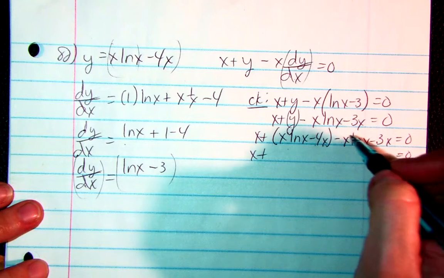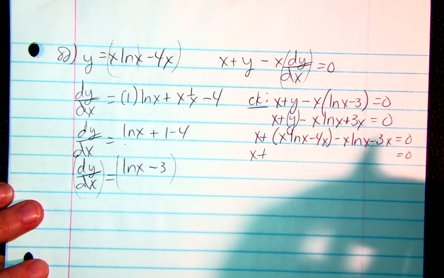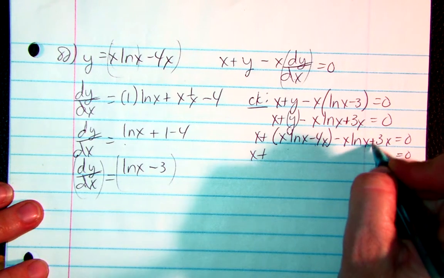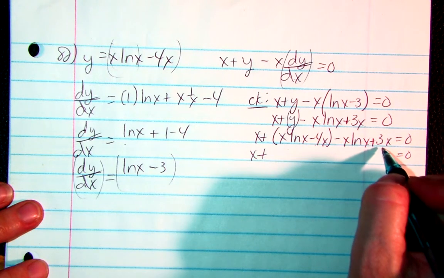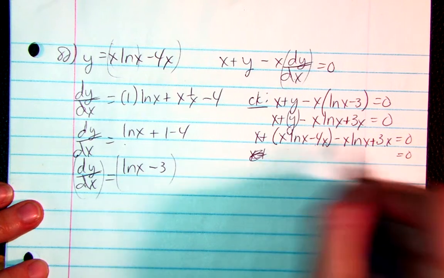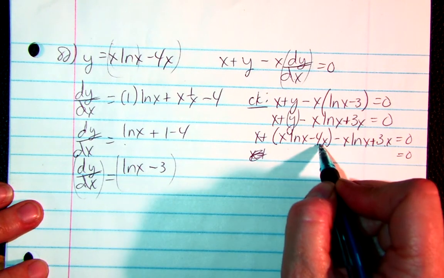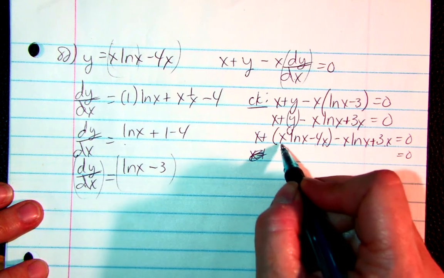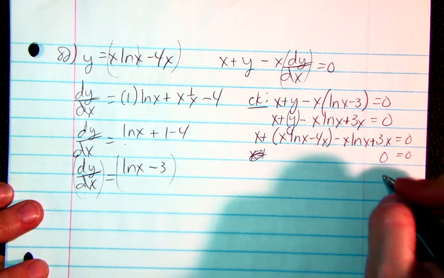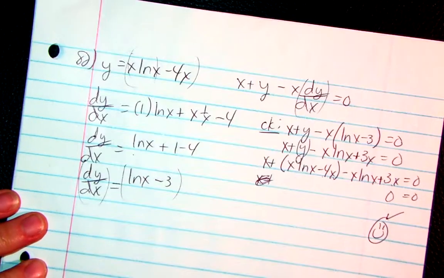Let's see, I do not think I distributed that right. There we go. And so that goes here. So that is a 3x. See, 3x and x, that's 4x. It's a negative 4x. Those cancel. So it is 0. That works. That's 82.